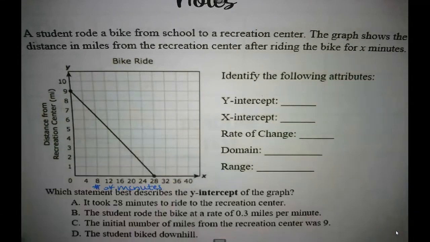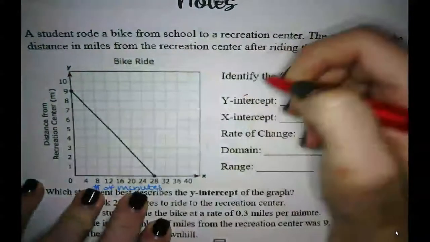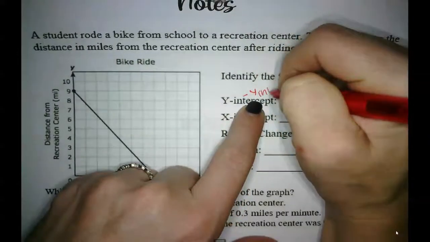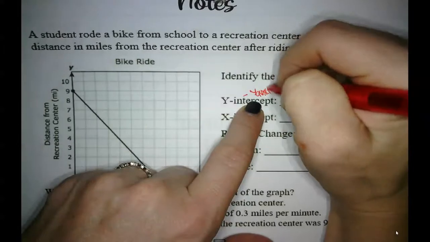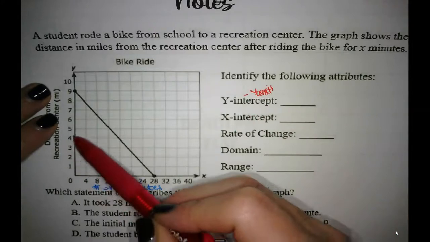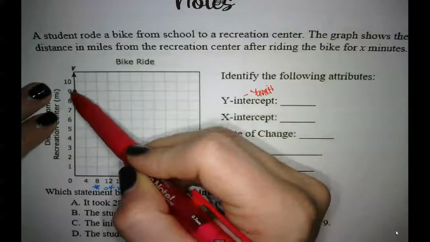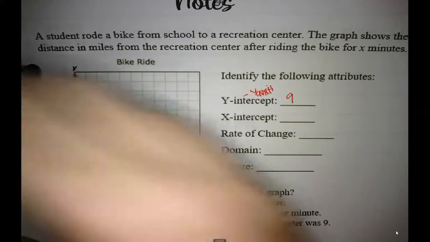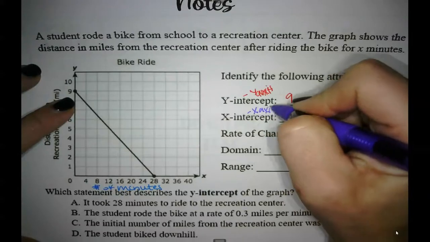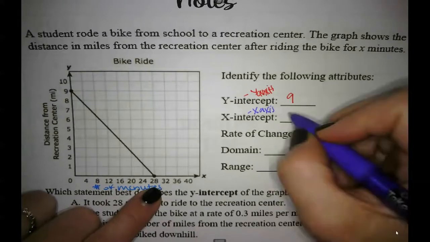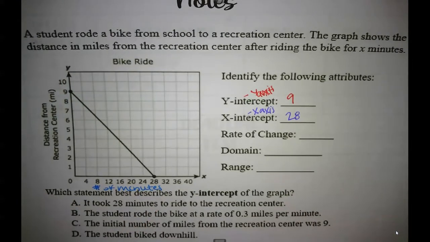So our y-intercept, where it crosses the y-axis. I said x-intercept, y-intercept. So when we're looking at the y-intercept, we are always coming over to this one right here. What's this number that it's starting at? 9. So our x-intercept is where it is at our x-axis. So where is it meeting our x-axis? Right here at 28.